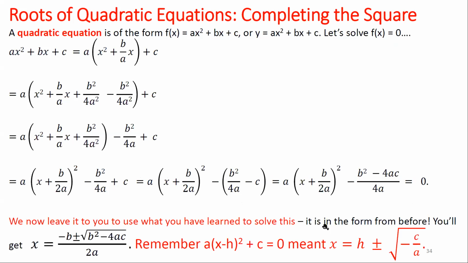This is just of the form a times x minus h squared plus c equals 0. Now, what's playing the role of c? Negative b squared minus 4ac over 4a. What's playing the role of a? A. What's playing the role of negative h? b over 2a. So when the dust settles, and I strongly encourage you to try to do this, you get here are the two roots. x is negative b plus or minus the square root of b squared minus 4ac over 2a. And this is the celebrated quadratic formula. It gives you the solution of any quadratic.